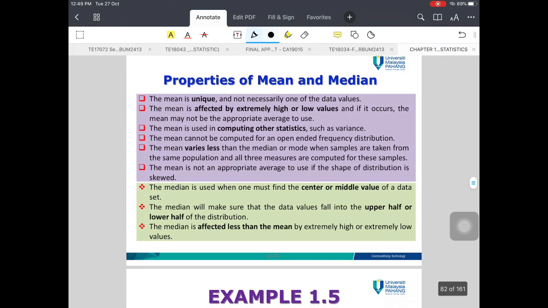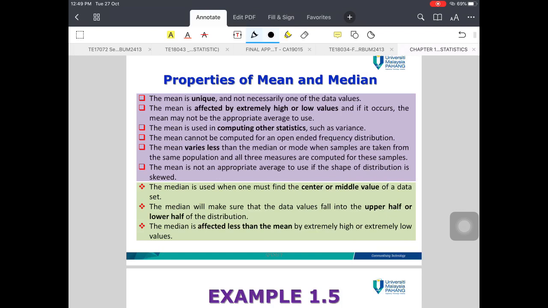Okay, there are some properties of mean and median. So you need to understand this mean and median representation, and then when to use mean, when to use median. All right. Okay, the first one, the mean is unique and not necessarily one of the data values. The mean is affected by extremely high or low values, easily affected by outliers. What can we say? If this occurs, the mean may not be the appropriate average to use.